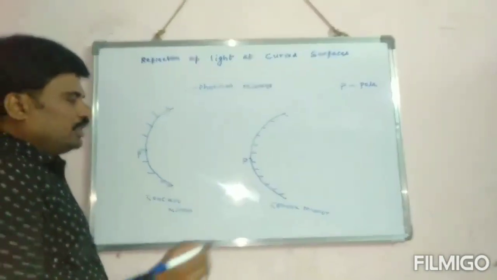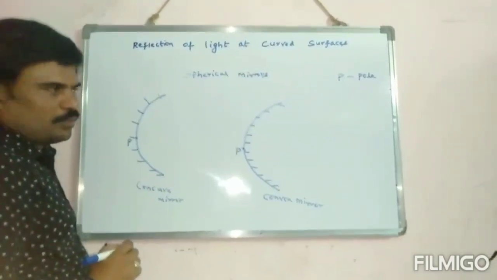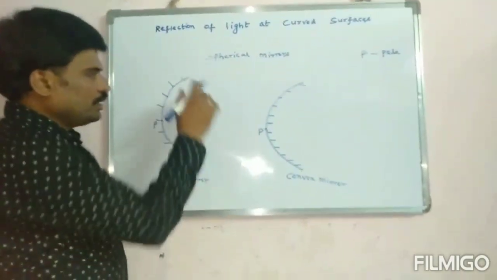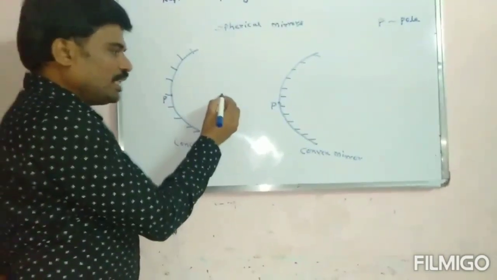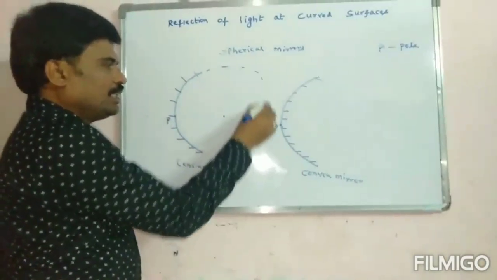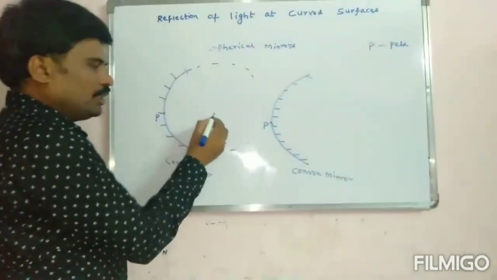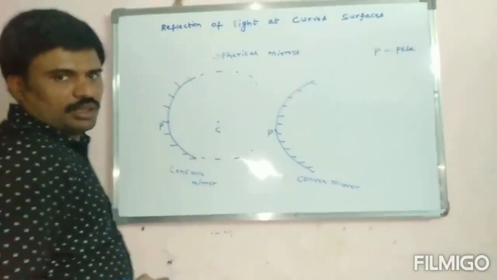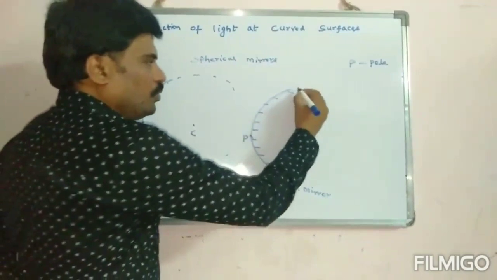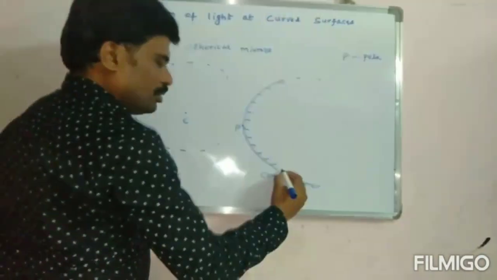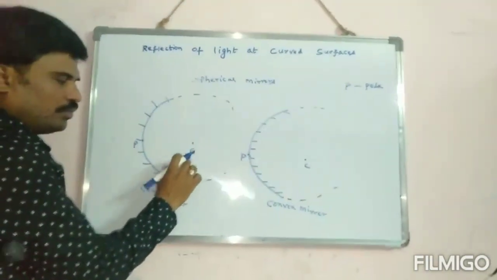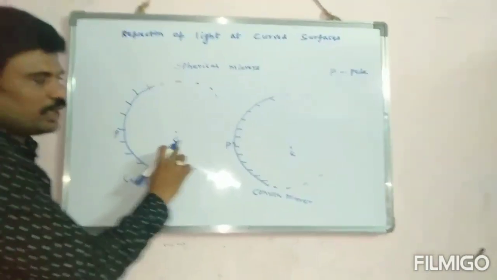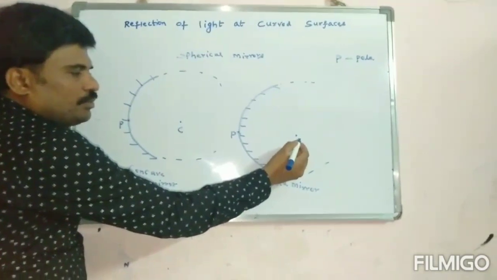Next term is center of curvature. As I already said, these mirrors are part of a sphere. The center of the sphere we call the center of curvature. I will show you for the convex mirror also. Center of curvature is denoted by capital C.